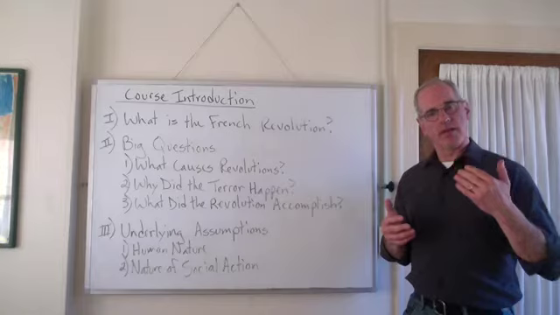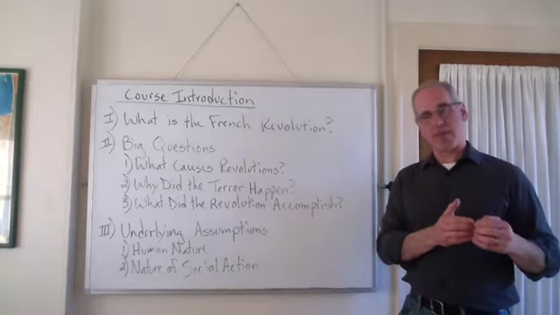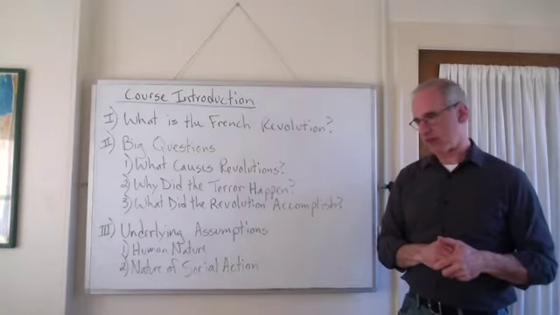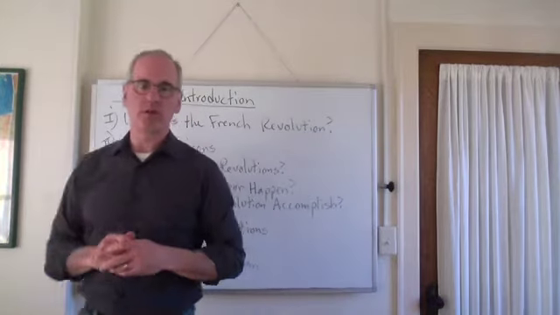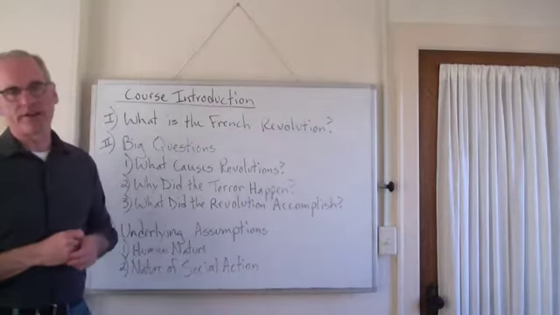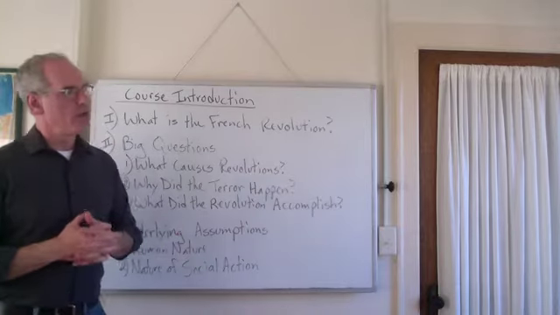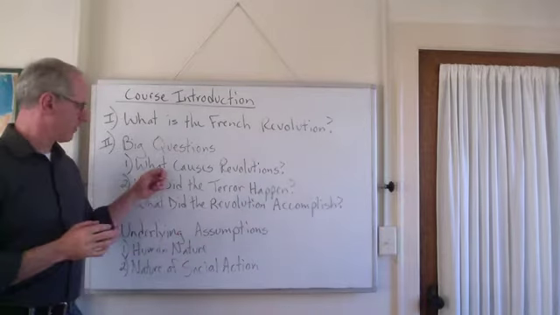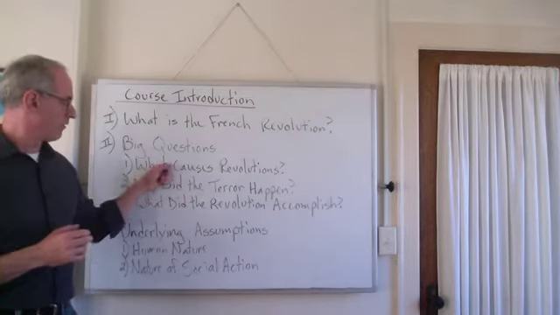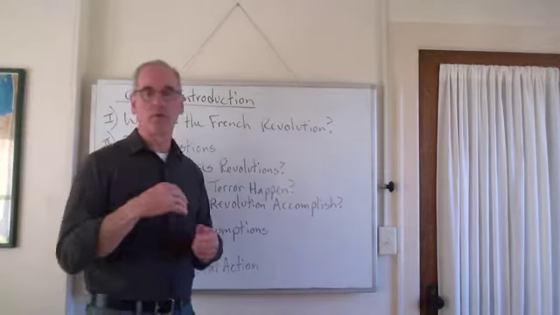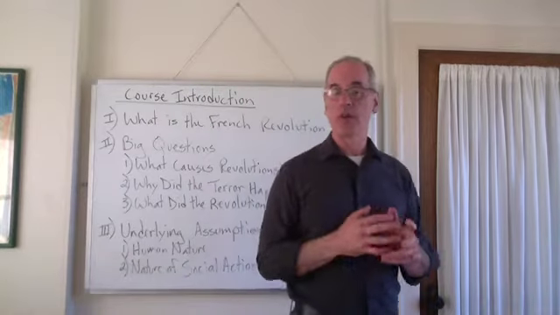So Marxists would say, no, it's all about economics and social class. And post-structuralists say, no, it's all about culture and language and the way people articulate and think about ideas. Those are two different historical theories, and they will give you different explanations for what caused the revolution, what caused the terror, and so on. We're going to be looking at those.